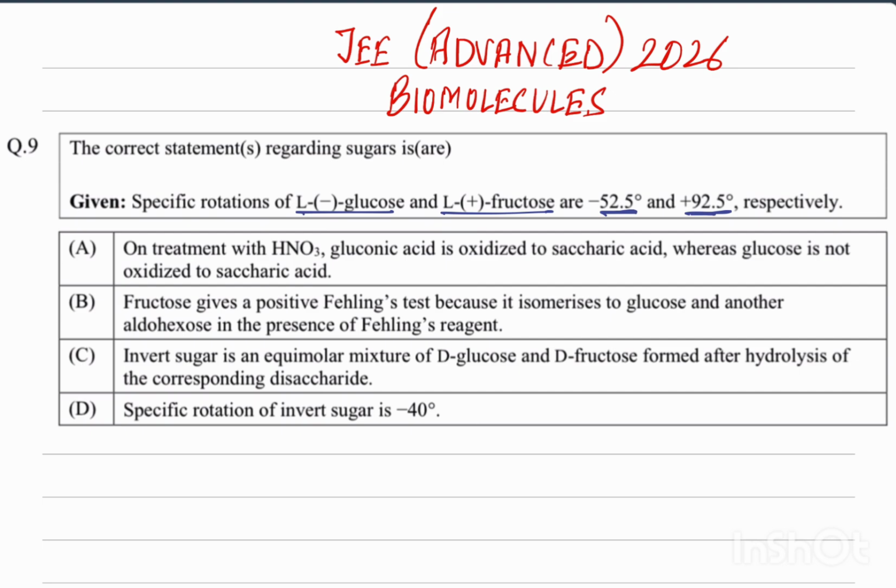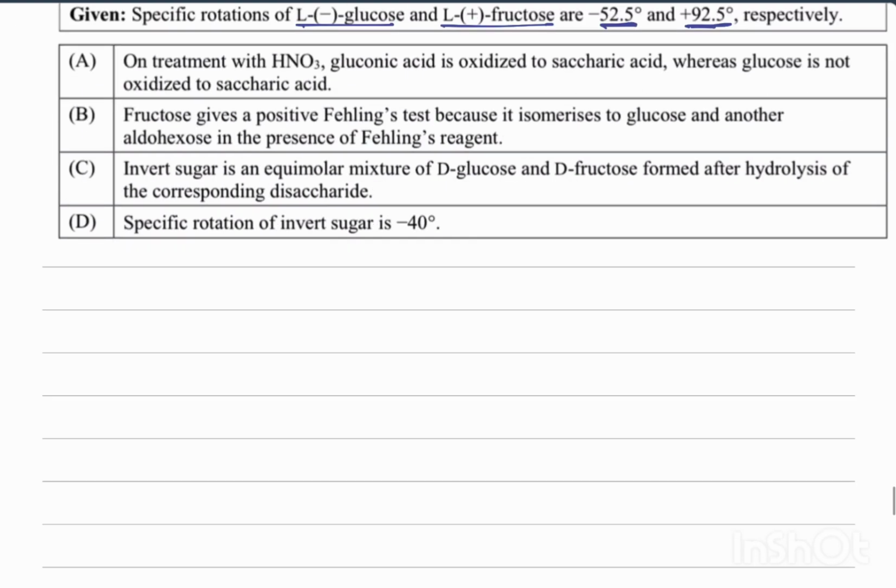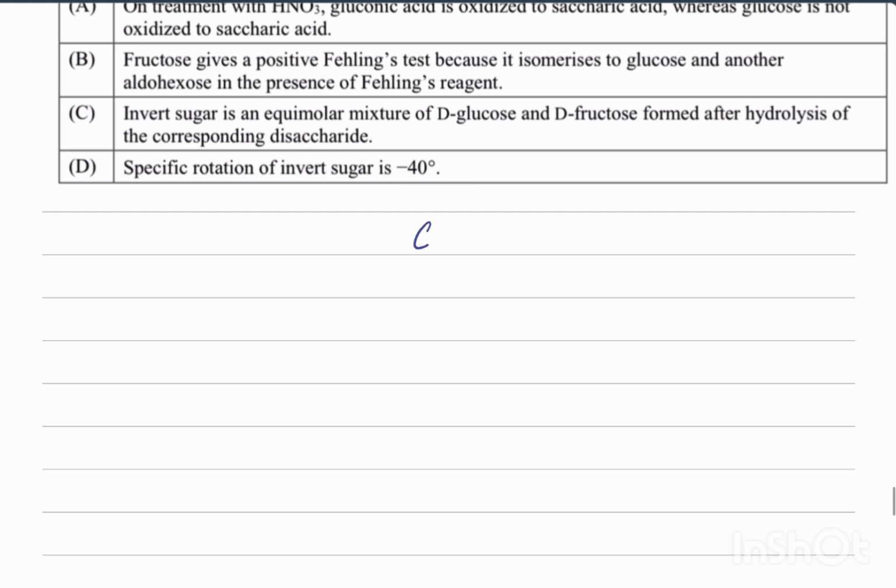So if you see, the first statement is saying, on treatment with HNO3, gluconic acid is oxidized to saccharic acid, whereas glucose is not oxidized to saccharic acid. If you see what is saccharic acid, it is a dicarboxylic acid, like this.